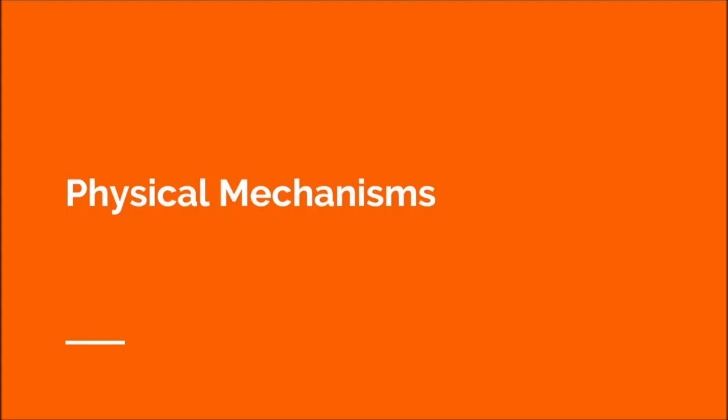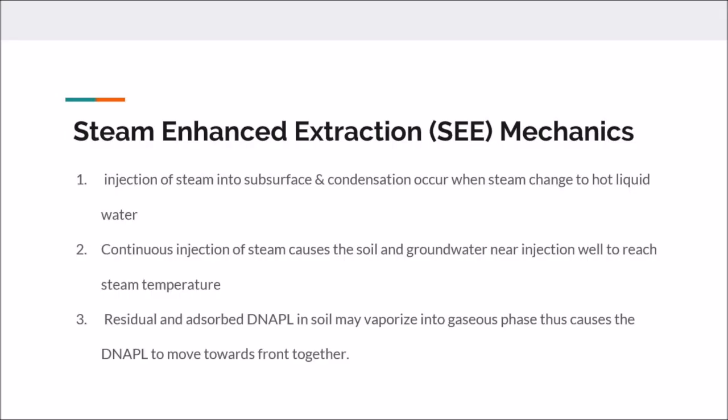Next, I'm going to discuss the critical physical mechanisms by which the 3 thermal remediation methods work. This method of thermal remediation is steam-enhanced extraction. Steam-enhanced extraction is a thermal treatment method for DNAPL remediation using steam injection and extraction through a well. This process first starts with an injection of steam into the subsurface. The steam will give off latent heat of vaporization to the soil and groundwater.